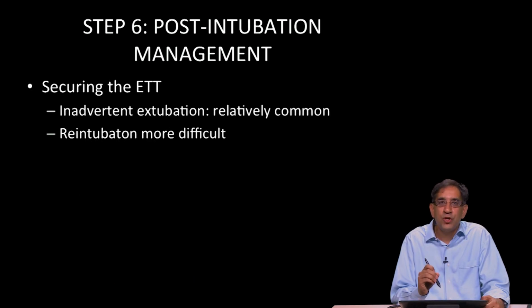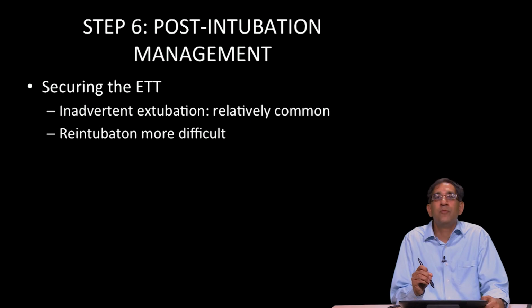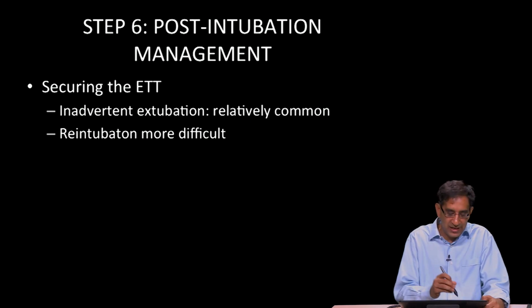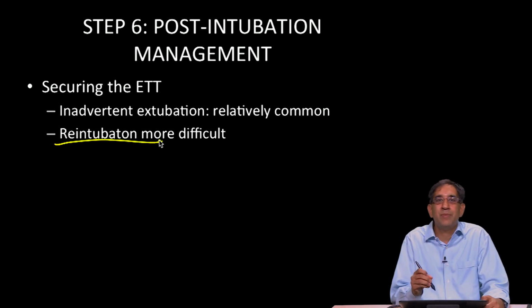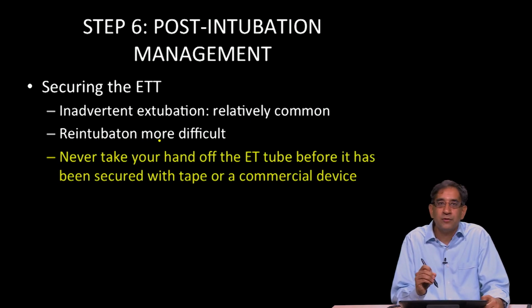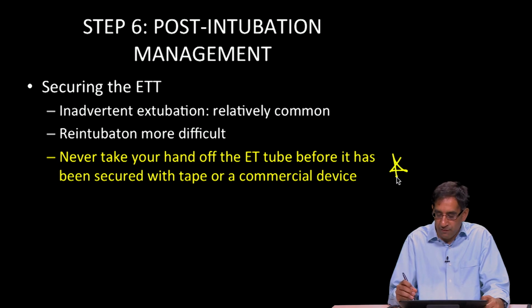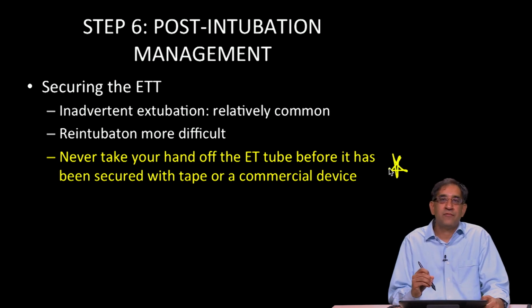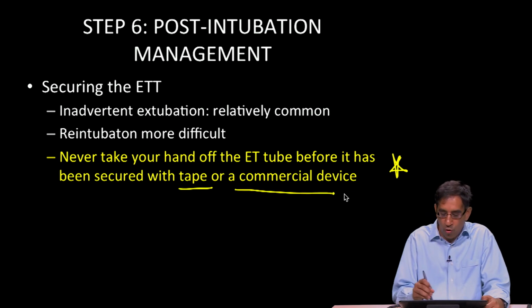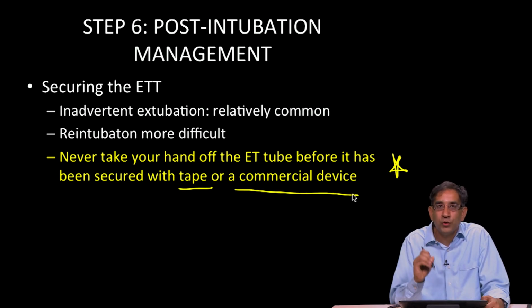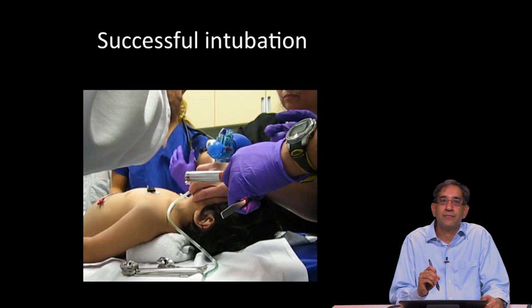Again, you want to secure the endotracheal tube because it's very easy for the tube to pull out when you move the patient or move the patient's head, and oftentimes it's more difficult to intubate the patient after you have intubated them the first time. So reintubation, more difficult. And as I mentioned before, never take your hand off the endotracheal tube before it has been secured with either tape or a commercial device. You want to hold on to that. That is the patient's lifeline. Don't take your hands off it.